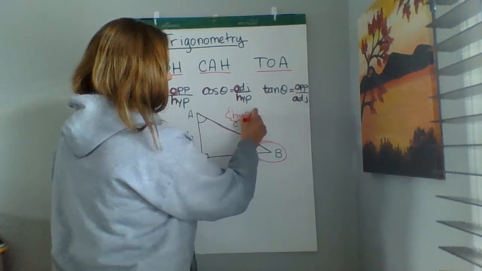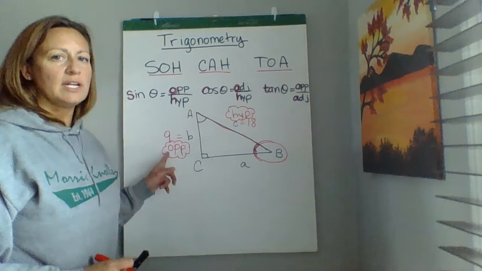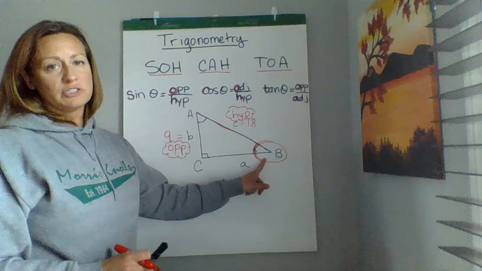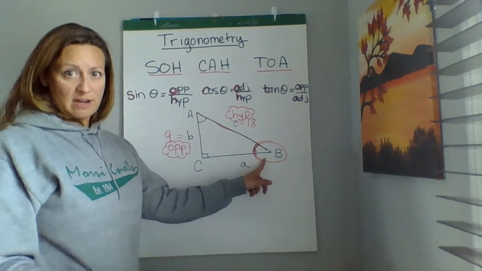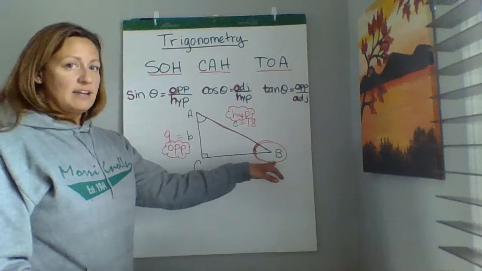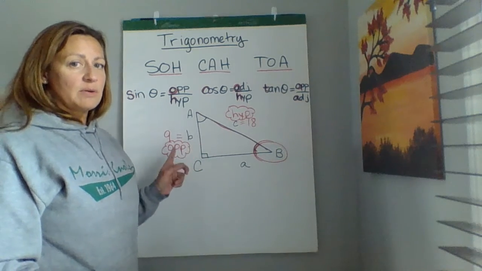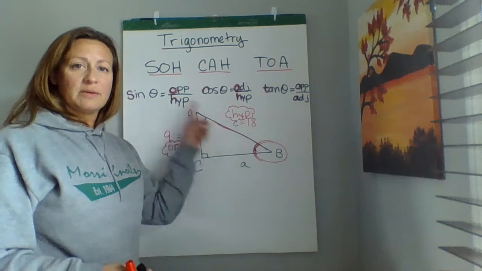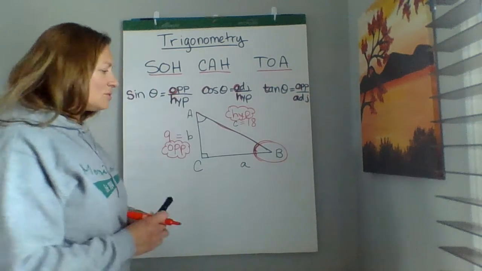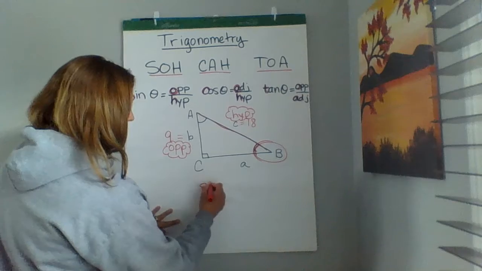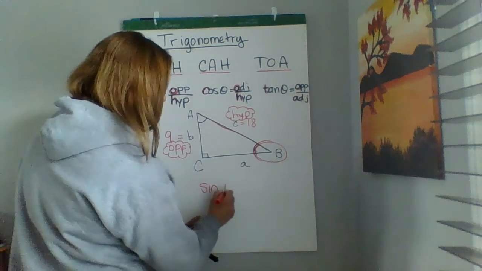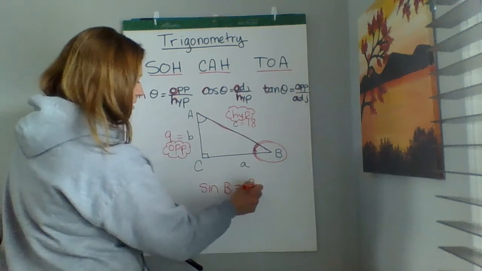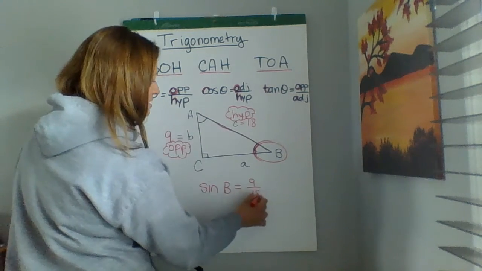And I really think when you're first learning trigonometry, it's a great idea to actually label your parts with what they represent in relationship to whatever angle you're focusing on. So if we want to find angle B, we are going to say, okay, what trig function puts together opposite and hypotenuse? And that would be sine. So I'm going to set up the equation sine of angle B equals opposite 9 over hypotenuse 18.